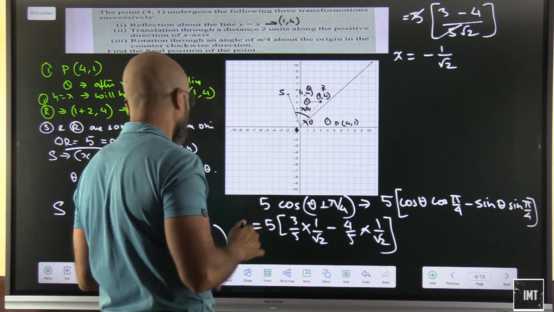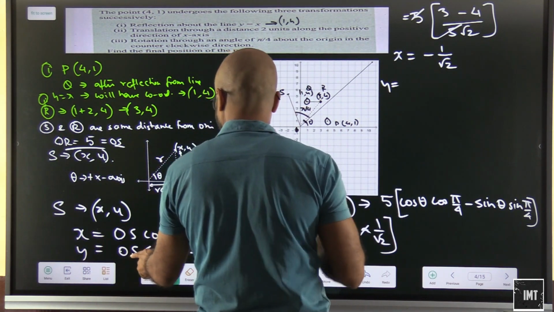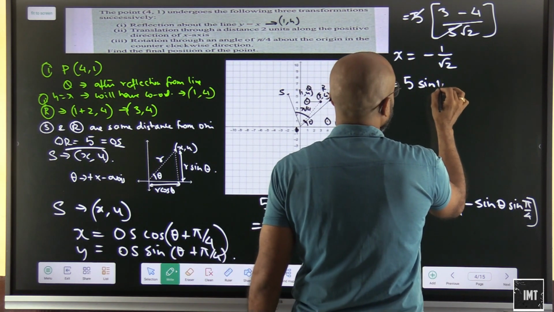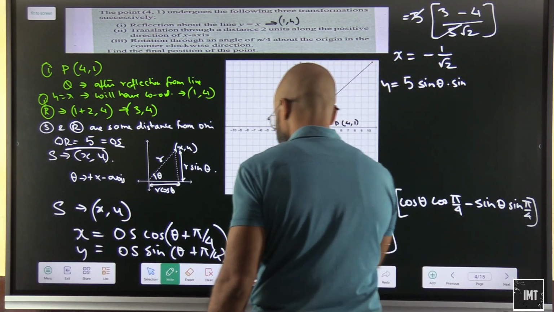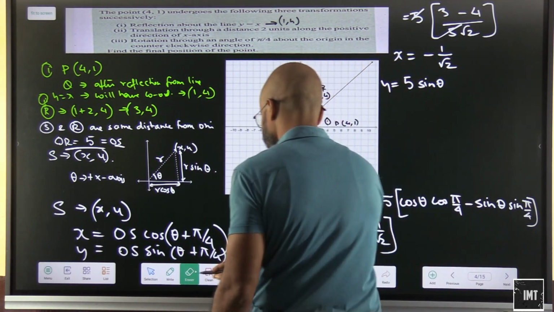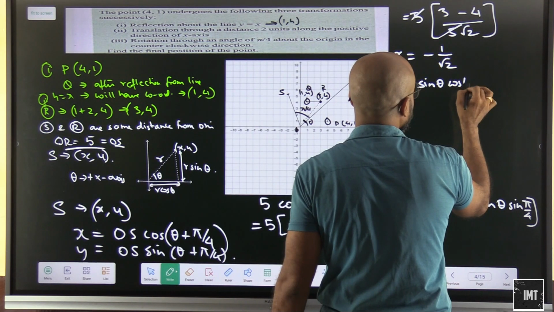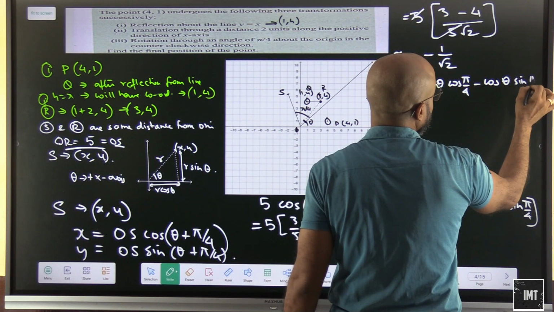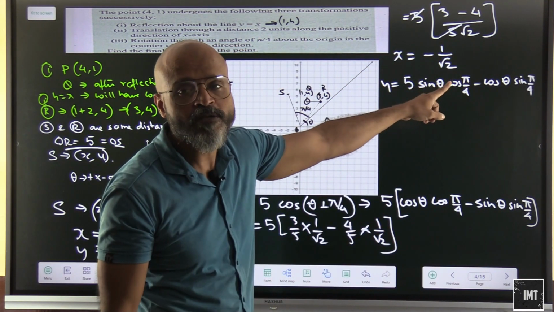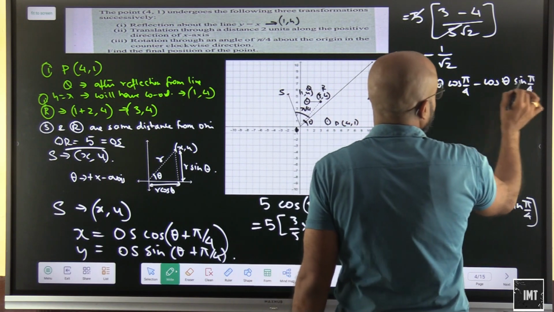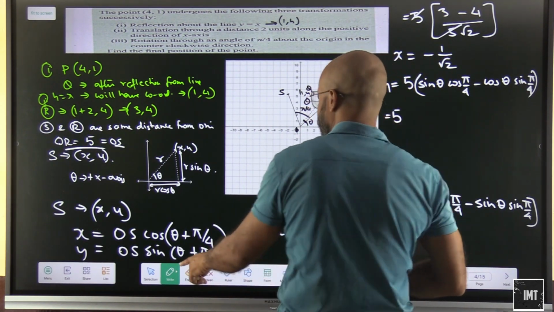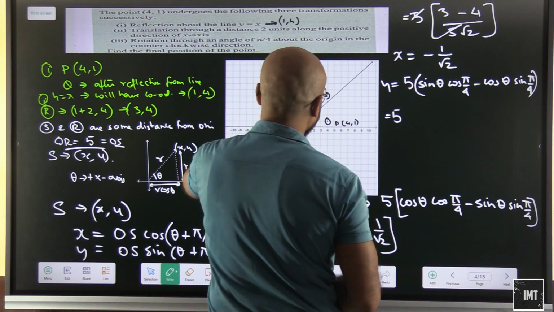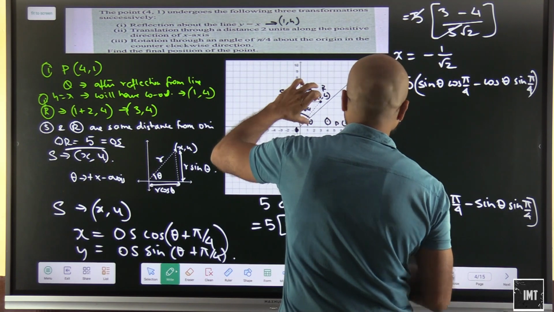Now let's find the y coordinate. The y coordinate will be OS sin of theta plus pi by 4, which is 5 sin of theta plus pi by 4. Sin a plus b is sin a cos b plus cos a sin b. So this is going to be 5 times sin theta cos pi by 4 plus cos theta sin pi by 4. Sin theta is perpendicular upon hypotenuse, so that is 4 by 5.